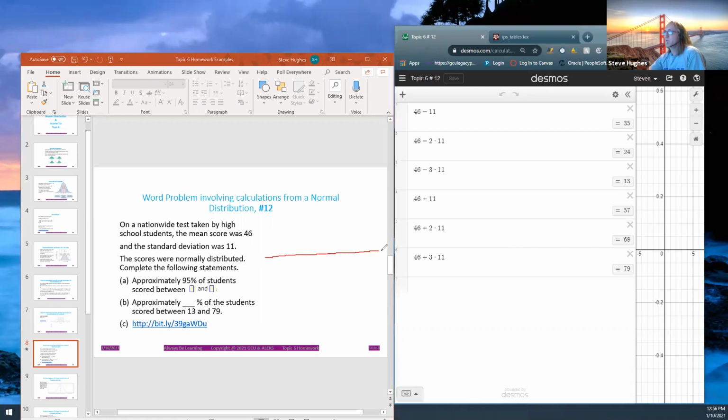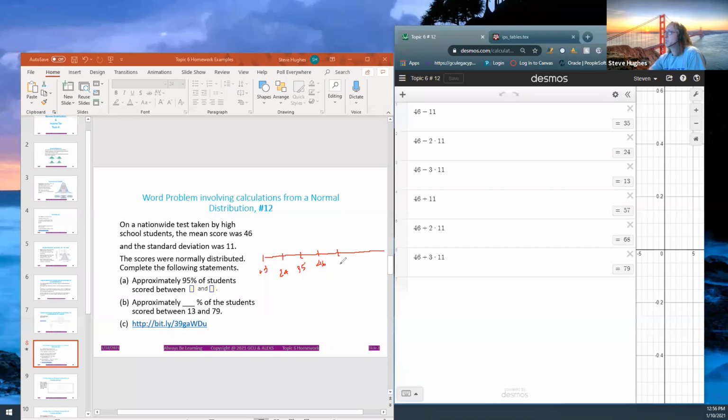All right, just draw this out here. Here's my mean, 46. 1 standard deviation below the mean is 35. 2 standard deviations below the mean is 24. All right, let's just keep going while we're at it. 3 standard deviations below the mean is 13.